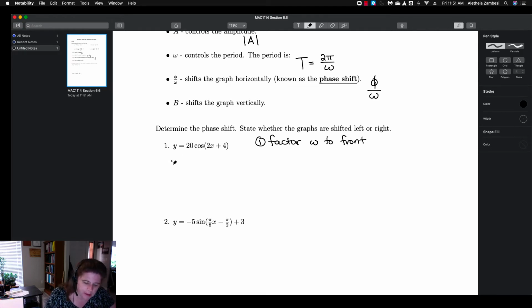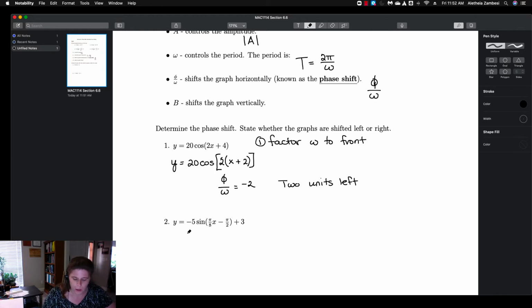inside the argument. So this is y is equal to 20. If I were graphing that, my amplitude would be 20. And we have cosine. I'm going to bring the 2 to the front, and x plus 4 divided by 2 gives me 2. So here, our phi over omega is equal to negative 2, because I have a positive inside there, and we are shifting 2 units to the left.